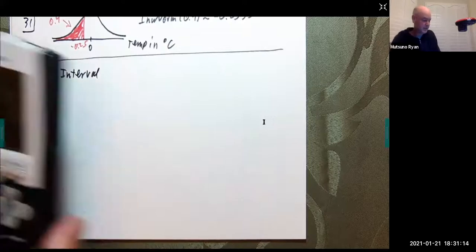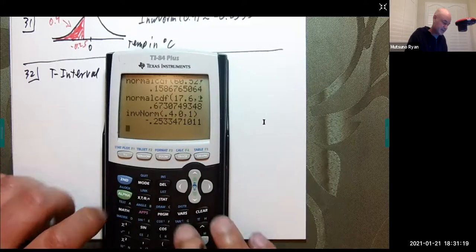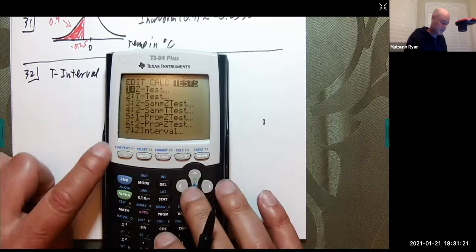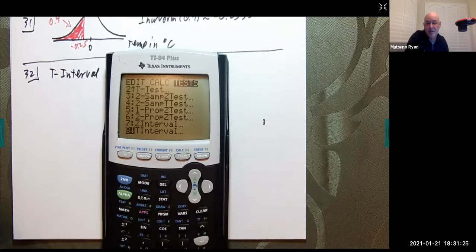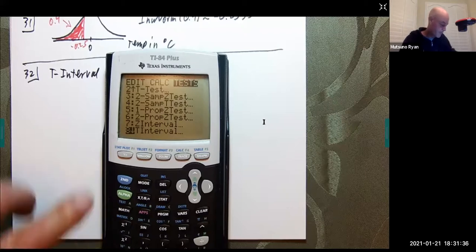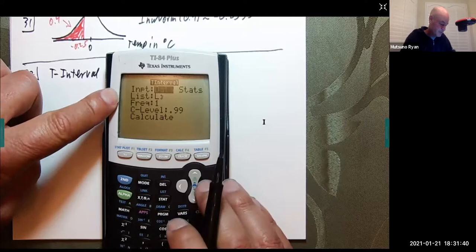And very nicely, the calculator does all the work for us. So we're going to go to stat and tests. And we're going to go down to a t interval. By the way, it's t and not z because we don't know anything about the population standard deviation. We only know the standard deviation of the sample. So a t interval. And we don't have raw data. We have to use stats.